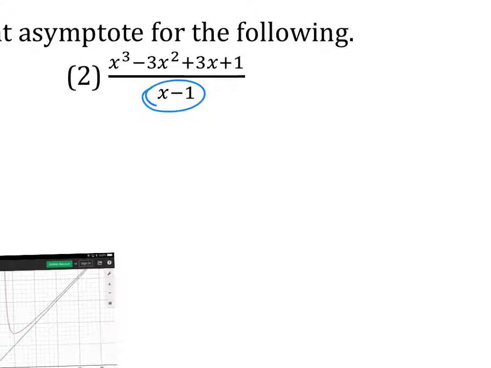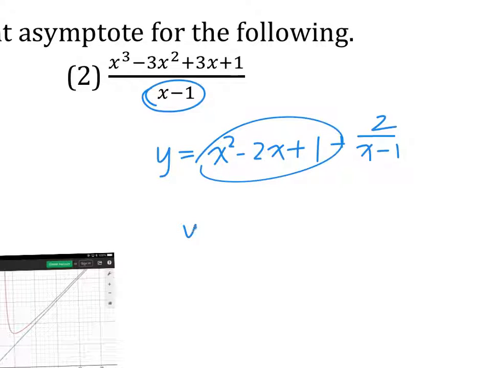All right, so let me just write this in fraction form first. So y equals x squared minus 2x plus 1 plus 2 over x minus 1. So the slant asymptote part is only the quotient part. So y equals x squared minus 2x plus 1.